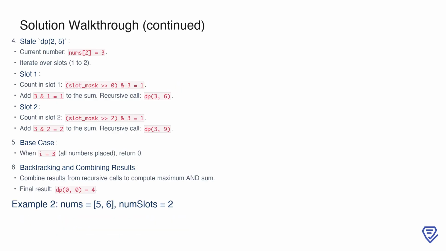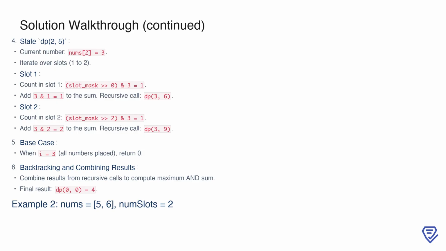At state dp(2, 5), we are placing the third number, nums[2], which equals 3. For slot 1, the count is slot_mask & 3, which equals 1, indicating one number is already present. Placing 3 here adds 3 AND 1, which equals 1, to the sum, and we call dp(3, 6). For slot 2, the count is slot_mask >> 2 & 3, which equals 1, so placing 3 here adds 3 AND 2, which equals 2, and we call dp(3, 9).